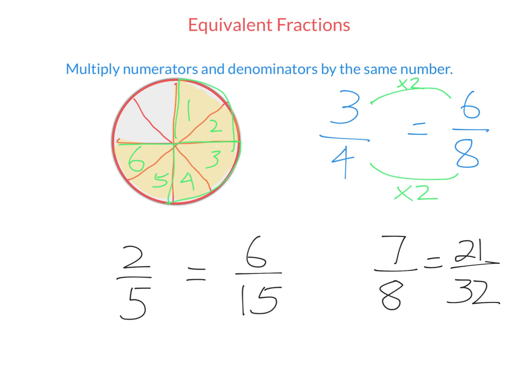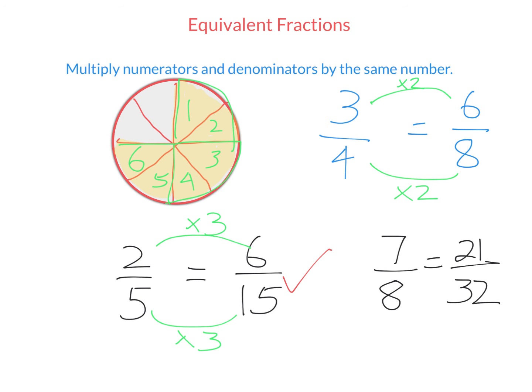So for 2 over 5 and 6 over 15, I want to know, are they equivalent? Well, if I want to go from 2 to 6, I times by 3. And if I want to go from 5 to 15, I times by 3. This is now a true statement.